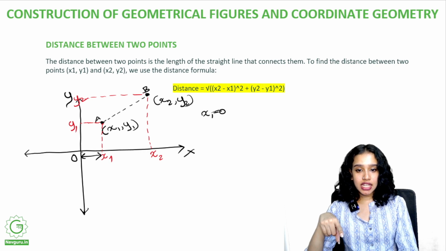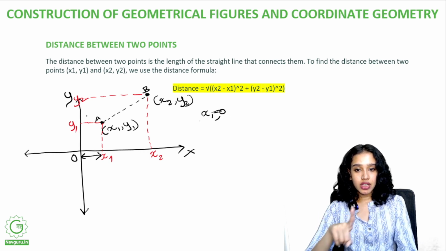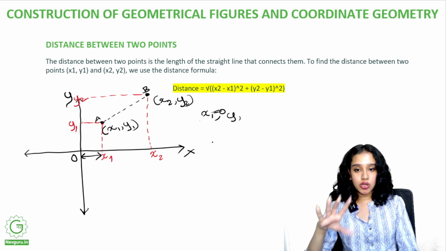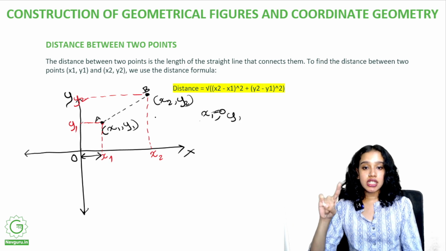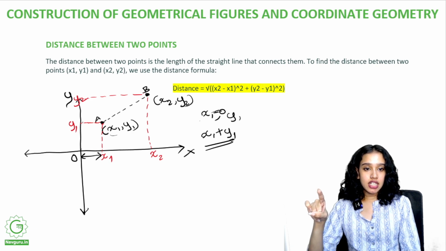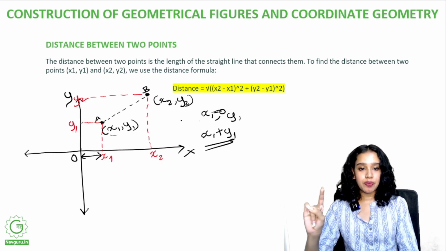So the distance is x1 from 0, right? And what is the distance of y? Y is this much distance, so y1 distance, right? That's what we say. So what is the total distance of the point from the 0? We have x1 plus y1, right? That's the total distance of the point A.